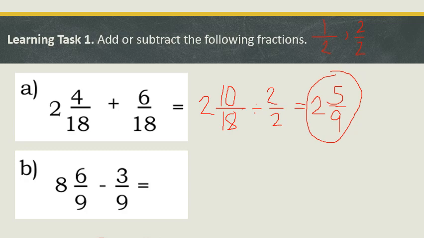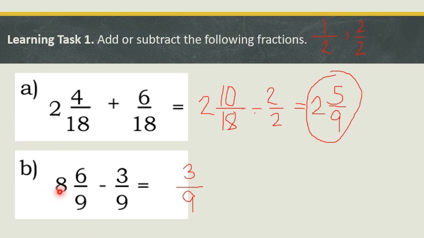Then next, doon naman tayo sa letter B. So, we have 8 and 6 ninths minus 3 ninths. So, since nakikita naman natin dito na similar fractions siya kasi pareho yung kanilang denominator, ang gagawin lang natin is kopyahin ang denominator. So, ang denominator? Yun po ay 9. And then, ito pa is subtraction. So, 6 minus 3 is 3.